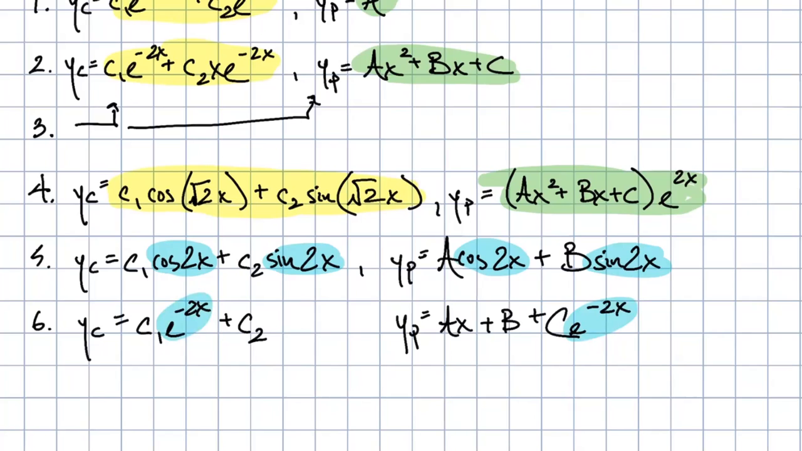So the way that we handle the situation in the blue is by multiplying, okay? So if there's a duplicate term or the same term in your y sub c and your y sub p, then you want to multiply by x. You're going to start with x, but you could multiply by any x to any power to get rid of the problems that cause this duplication, okay?